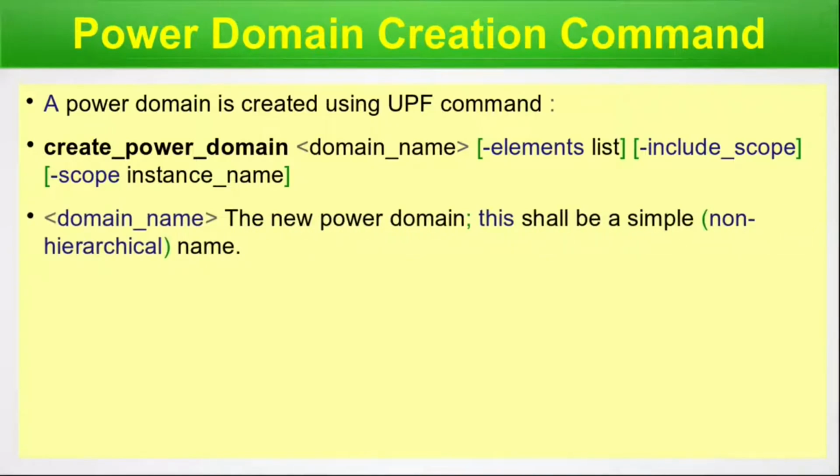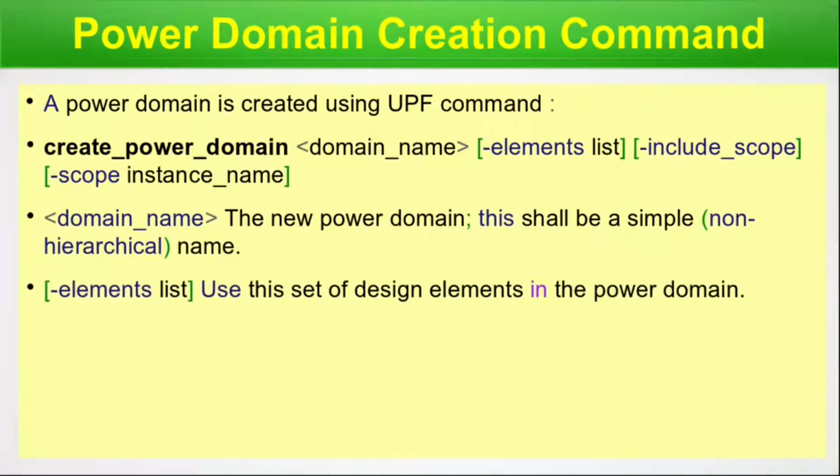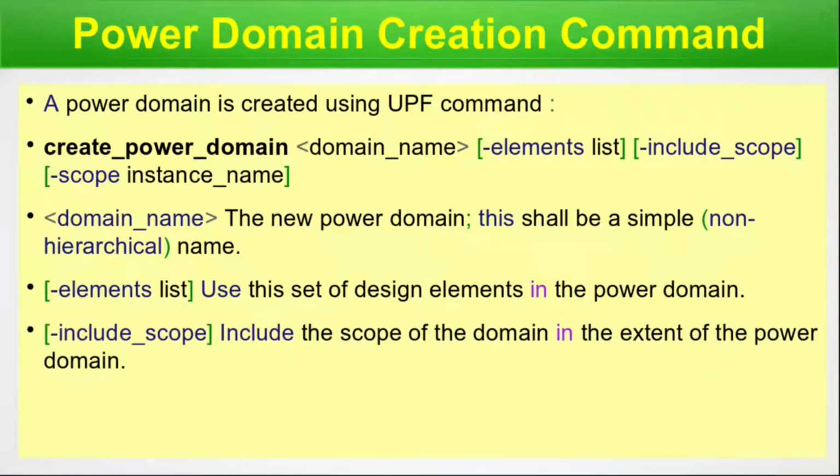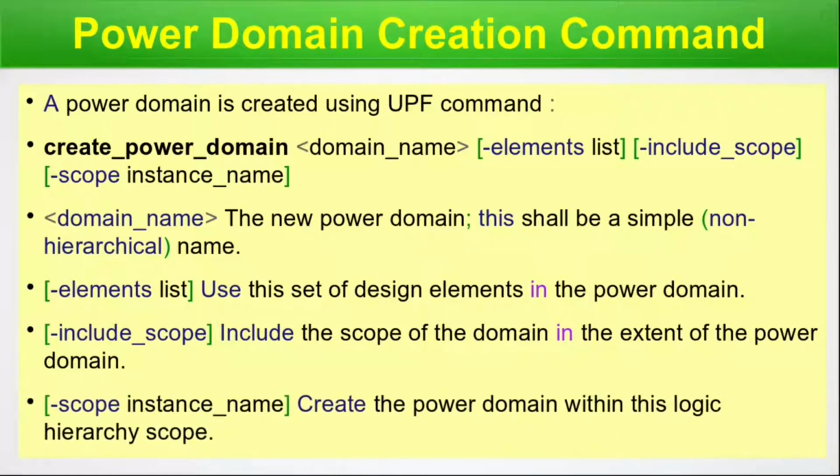The domain name is the new power domain that we are creating. This shall be a very simple, non-hierarchical name. Elements: use this set of design elements in the power domain. Don't worry, we'll see an example, so you will come to know. Include scope: we include the scope of the domain in the extent of the power domain. And finally, scope with the instance name: create the power domain within this logic hierarchy scope. So include means we include the existing scope, and here scope means we create our domain within the hierarchy of the scope. Better you understand this with an example. Let's move on.